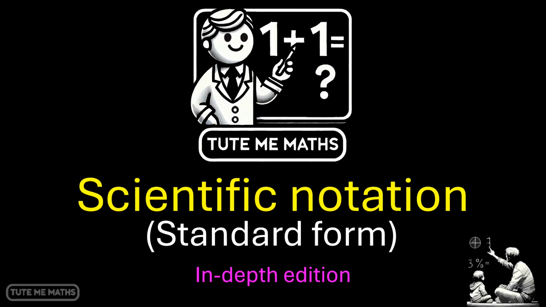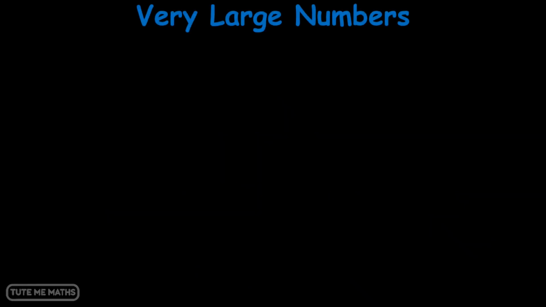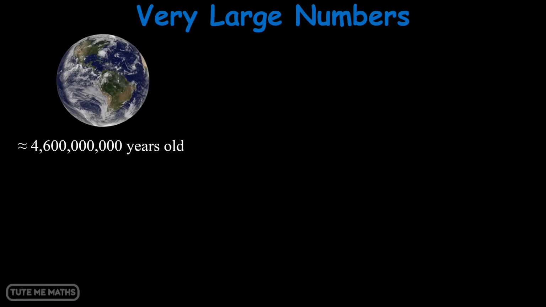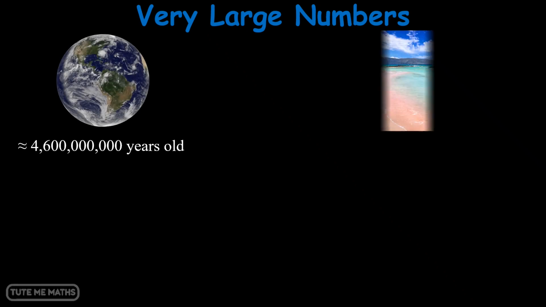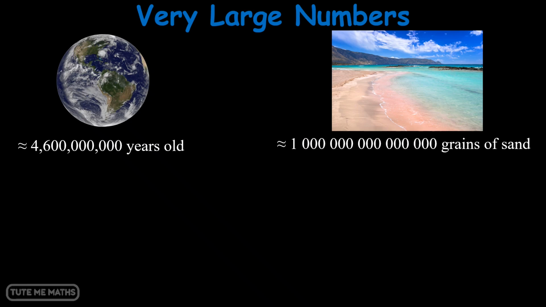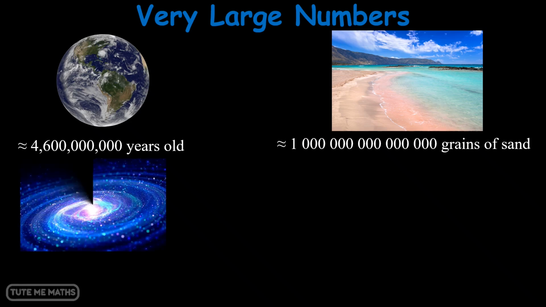There are many real-life situations, especially in scientific studies, where we need to use very large or very small numbers. The age of the Earth is estimated to be 4.6 billion years. A beach could have more than 1 quadrillion grains of sand. That's a 1 followed by 15 zeros. And distances in space become, well, astronomical.